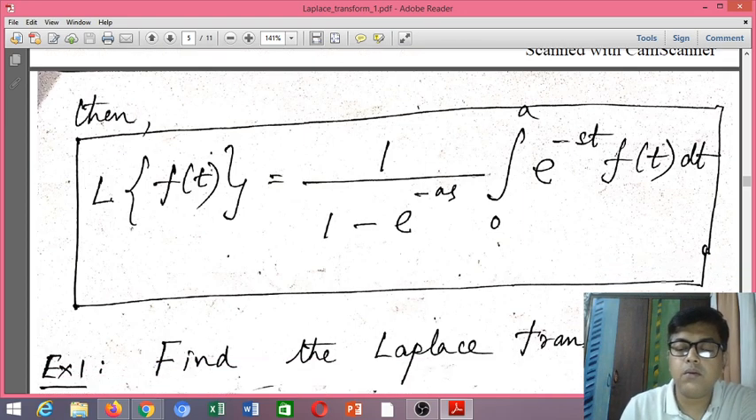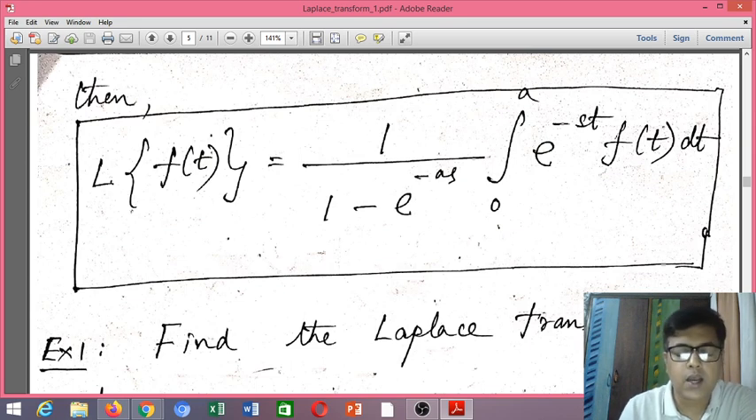I'll be discussing, since you're not able to participate, a couple of problems related to the Laplace transform of a periodic function.